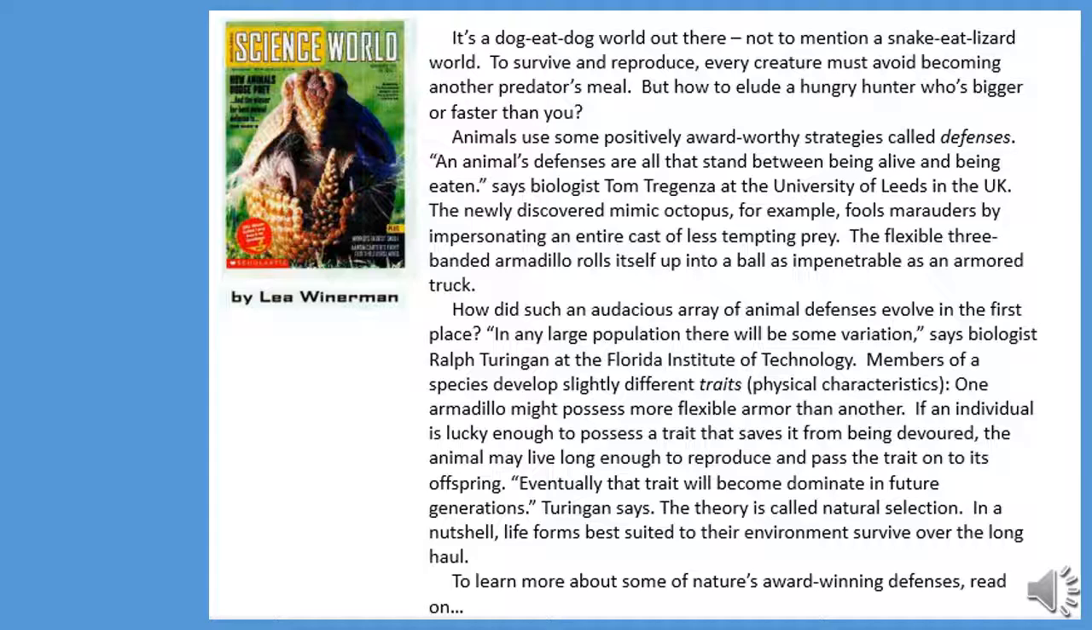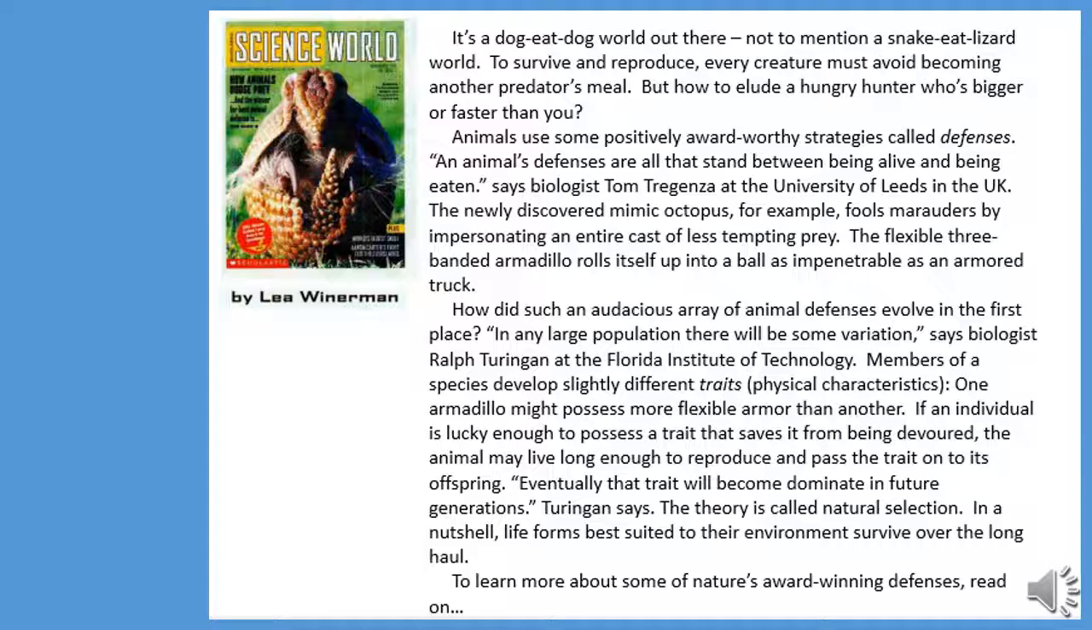An animal's defenses are all that stand between being alive and being eaten, says biologist Tom Tregenza at the University of Leeds in the UK. The newly discovered Mimic Octopus, for example, fools marauders, or other animals, by impersonating an entire cast of less tempting prey. The flexible three-banded armadillo rolls itself up into a ball as impenetrable as an armored truck. How did such an audacious array of animal defenses evolve in the first place?